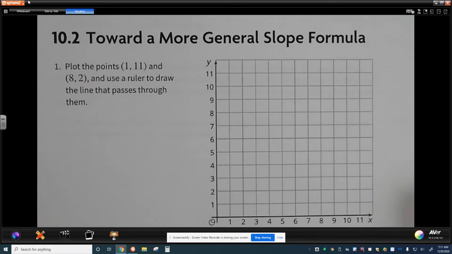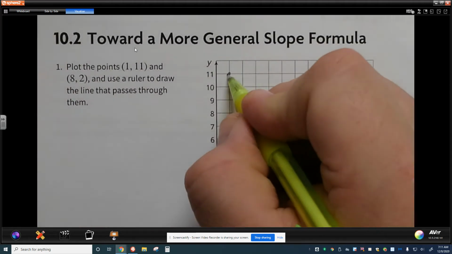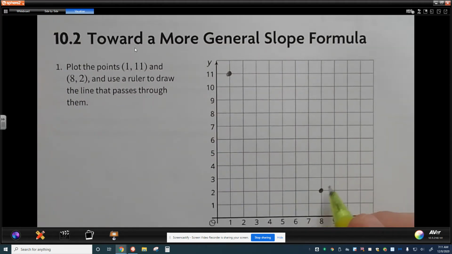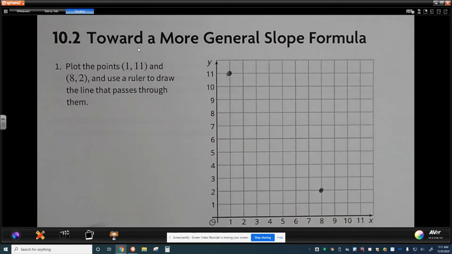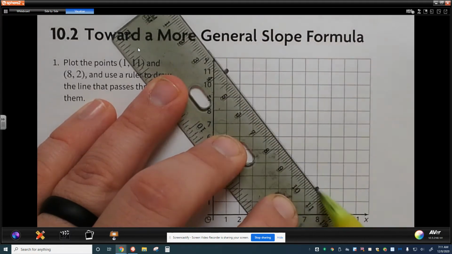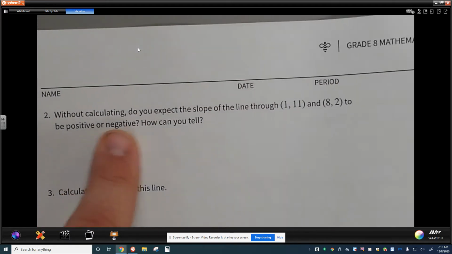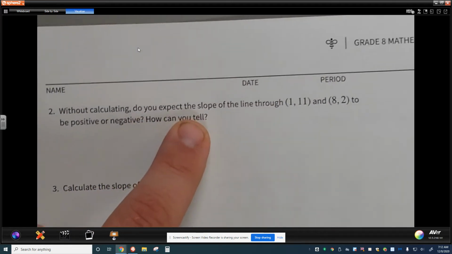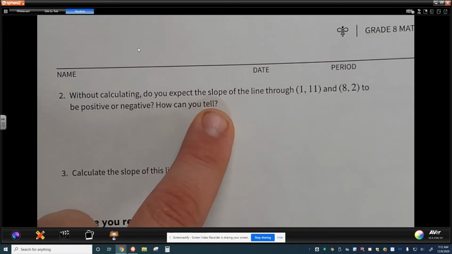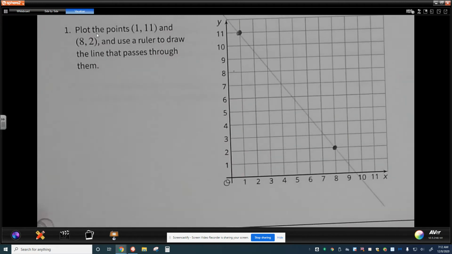Okay. The next step, we're going to move more towards the general slope formula that we've already learned. In this one, we're going to plot the points (1, 11) and (8, 2), and then use a ruler to draw a line that passes through them. On the next page, without calculating, do you expect the slope of the line through (1, 11) and (8, 2) to be positive or negative, and how can you tell? And then we're going to calculate the slope of this line. I'm going to keep all of that on this page right here. When we look at this, do you expect it to be positive or negative?